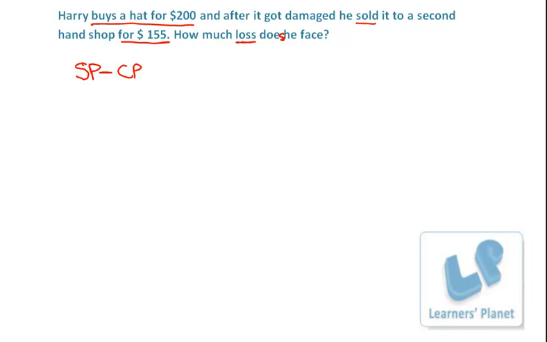So Harry sold the hat for $155. And Harry bought a hat for $200.